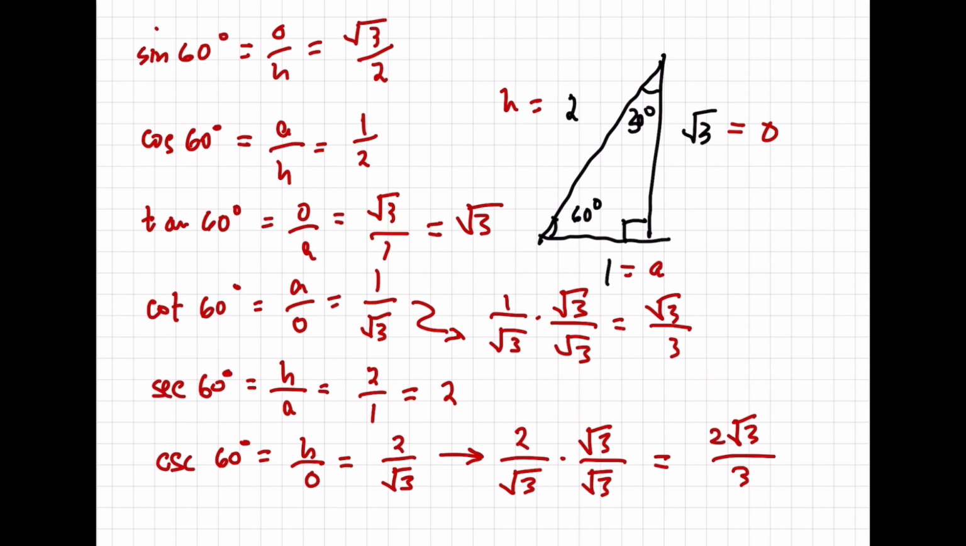Now the next set is going to be easier, because 45, 45, 90 is actually an isosceles triangle, meaning you have two sides that have the same length. So how it looks is like this. So 45 and 45, then 90. So if this is 1, then automatically the other length is also 1.